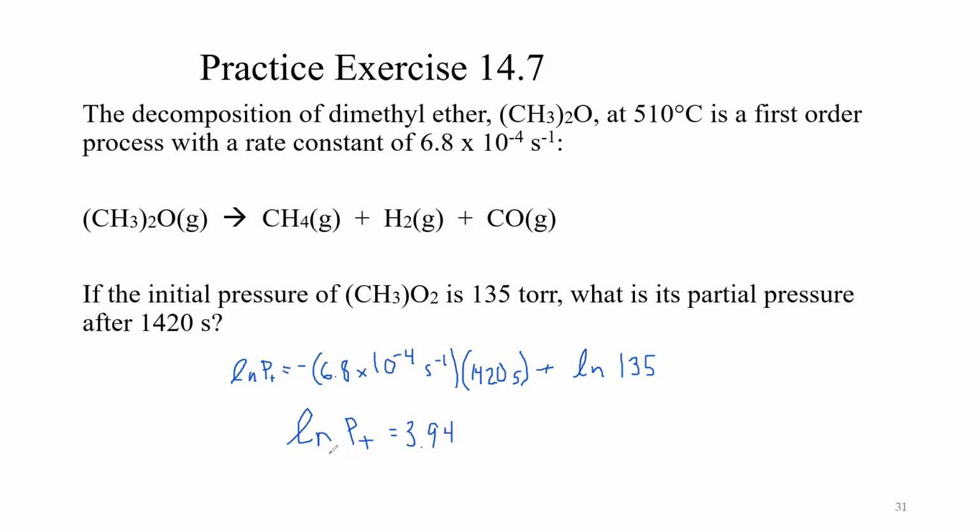And then when we take both of these sides and raise them to the power of e, so e to the natural log of that partial pressure at time t is equal to e to the 3.94. We're going to see that the partial pressure at that time, so Pt, is going to be equal to just a little bit over 51. So 51.4. And then since our pressure unit was torr to start, that'll be what we have for the pressure.